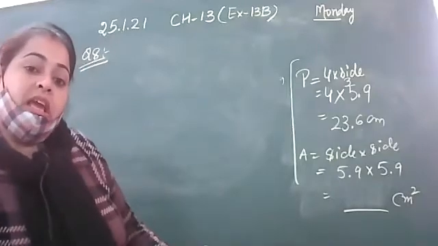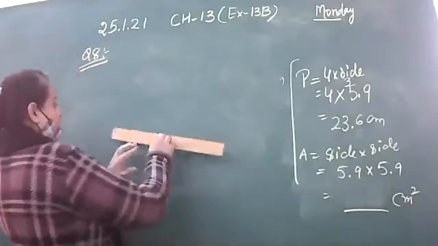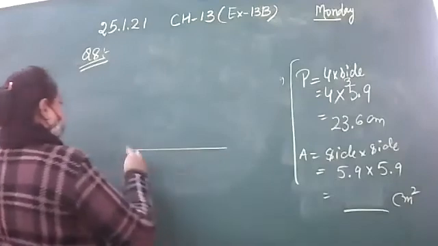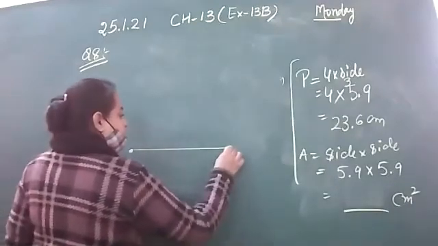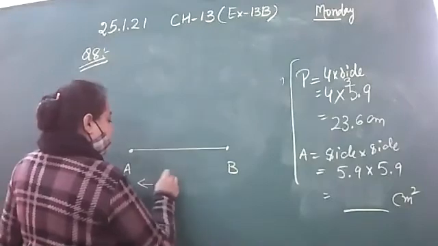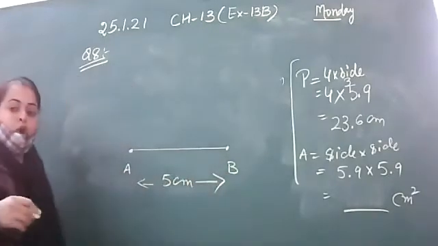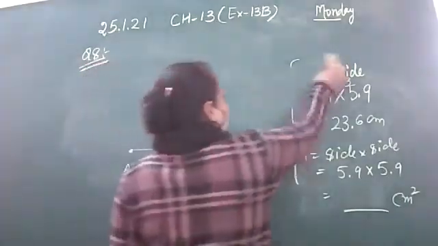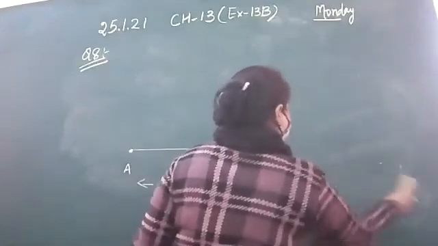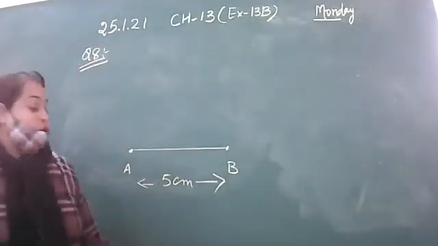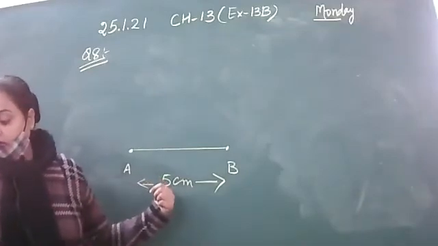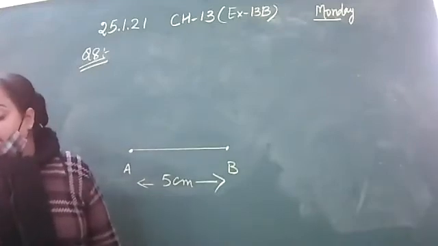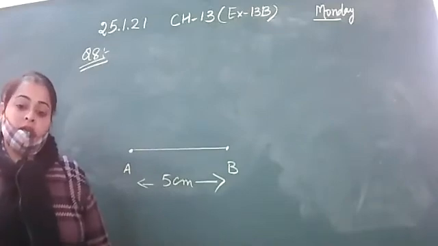First step is same as that of previous question. First of all, you will draw a line segment or a ray. Fine, this is A and this is B. This is 5 centimeter. Draw. Students, quickly draw. Now, draw in a next question. Draw a rhombus whose one side is 5 centimeter and one angle is 60 degree.